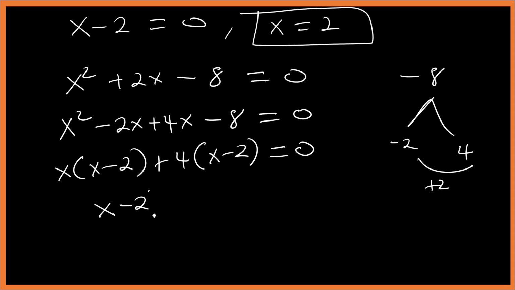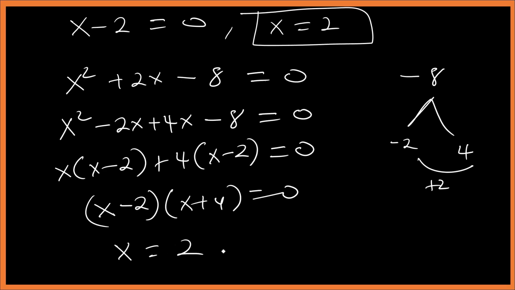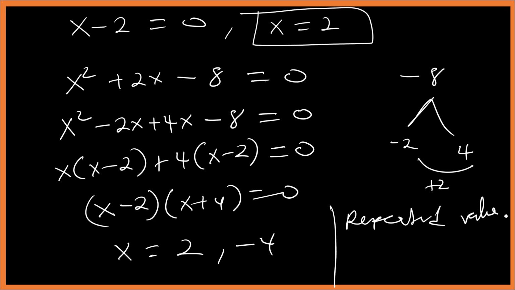So x minus 2, x plus 4 equal to 0. So x minus 2, x plus 2 this side will be 2, and then we have minus 4. So we have a repeated value here, x equals 2, and we have x equals minus 4. So we have a repeated value, x equals 2, then x equals minus 4.